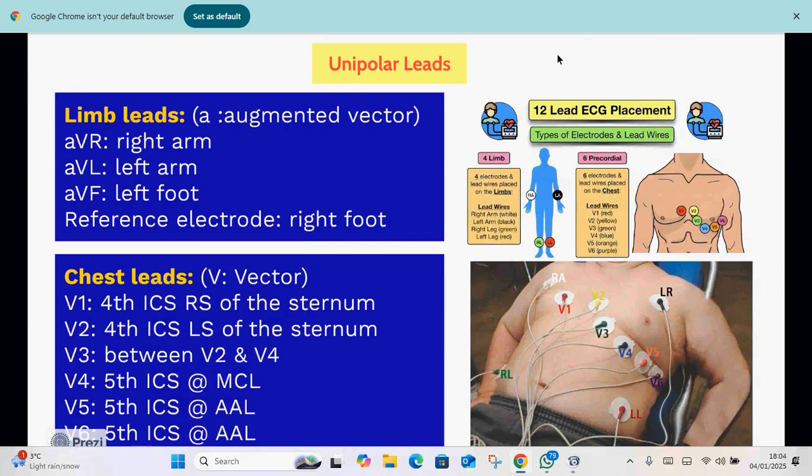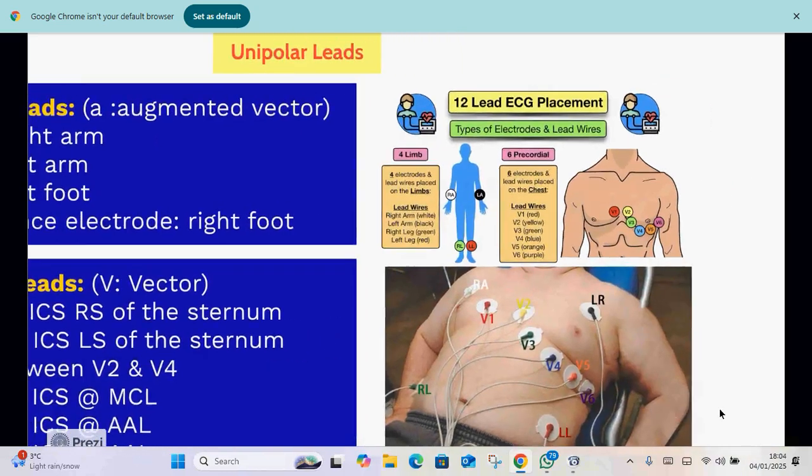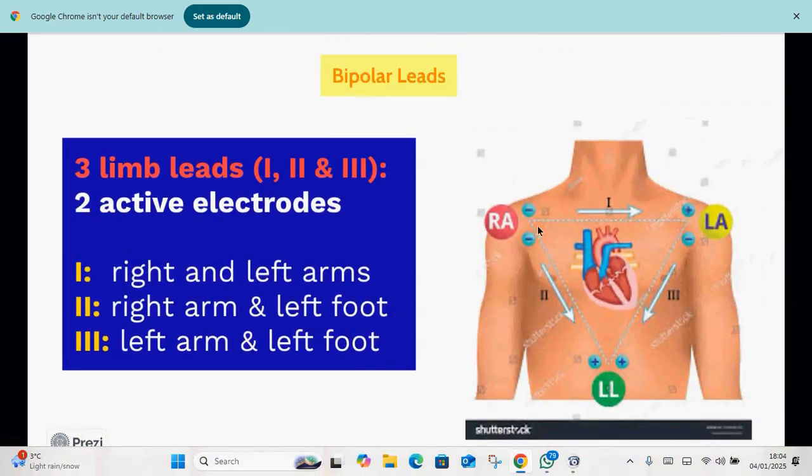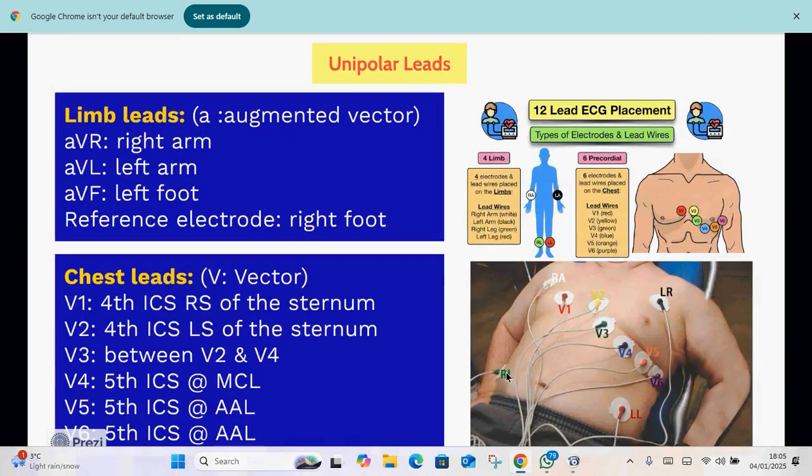A unipolar lead is between 2 active leads and 1 inactive lead. So if you are measuring the ECG between 2 leads and the inactive, it's called bipolar. But if you are measuring it between 1 lead and the inactive, this is called unipolar.